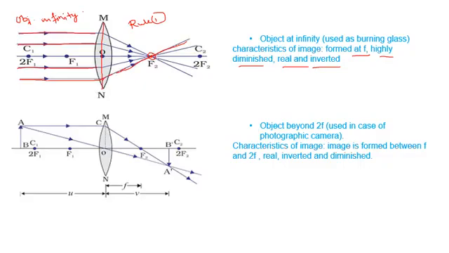Let's do the second. Here I have brought the object nearer to the lens. Here the object is near to the lens, still it is beyond 2F1. 2F1 and F1 are on the front side of the lens, and F2 and 2F2 are on the other side of the lens. Remember only these few things.